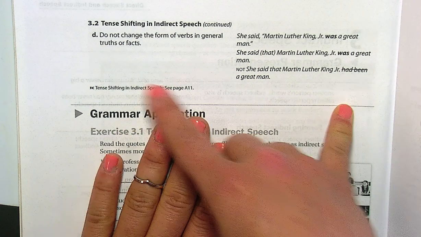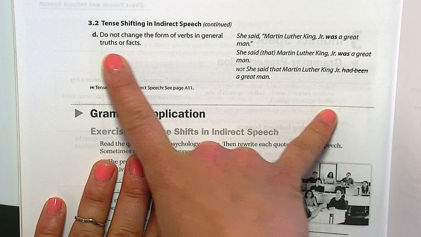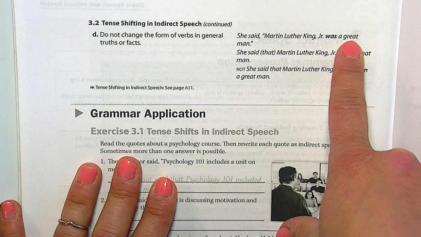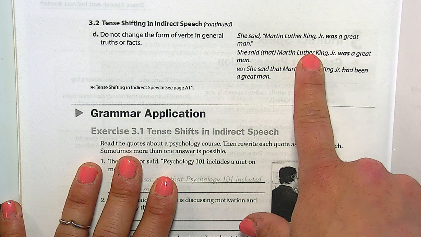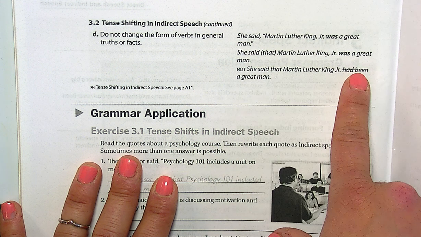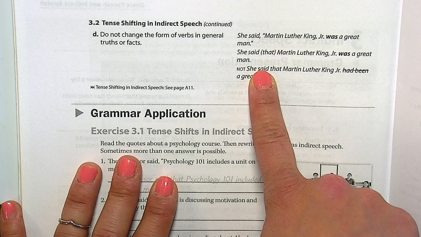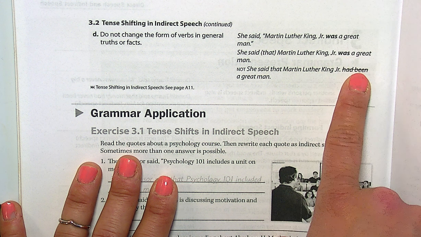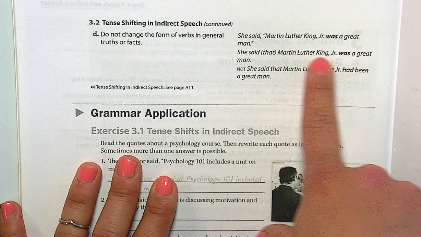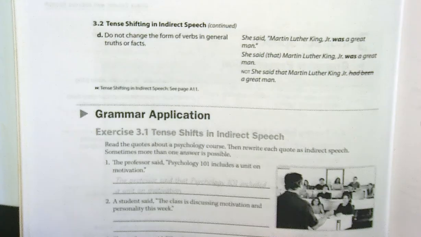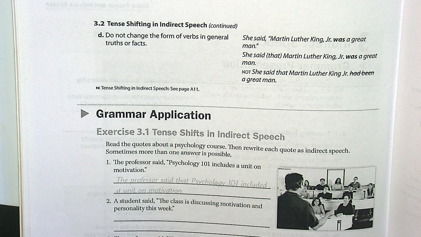The last rule is do not change the form of the verbs in general truths or facts, or we could also use the words universal truths. We talked about this. Martin Luther King Jr. was a great man. She said that Martin Luther King Jr. was a great man. So "had been" tells us that it's before she said it, and it's actually incorrect in this case because we want to present this as a fact. This one is not incorrect, but if we, the writer, want to highlight that Martin Luther King was a great man, we make it sound more like a general truth or a fact.